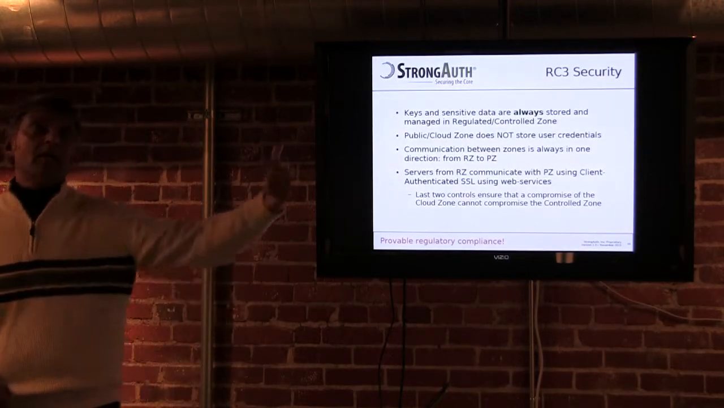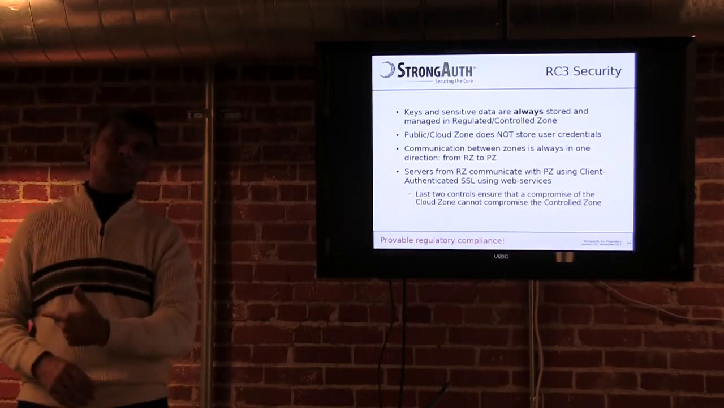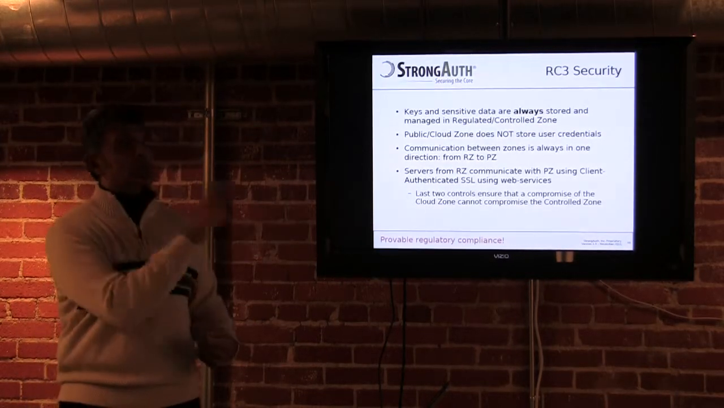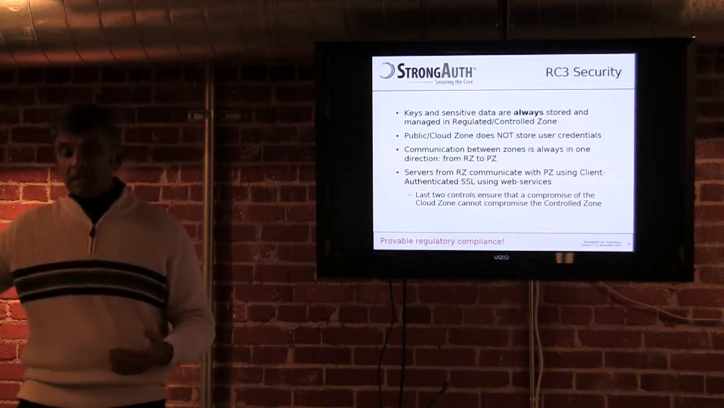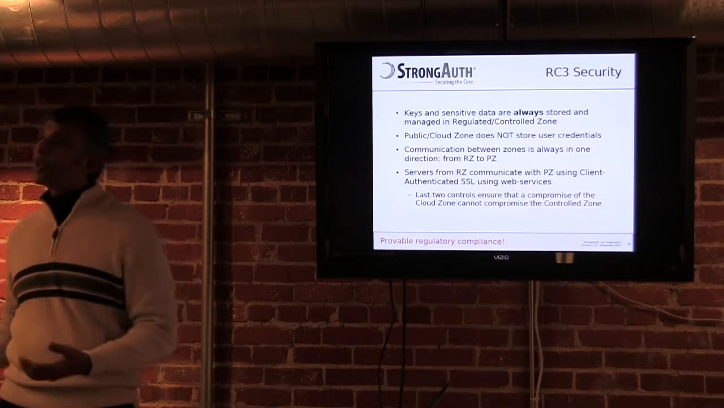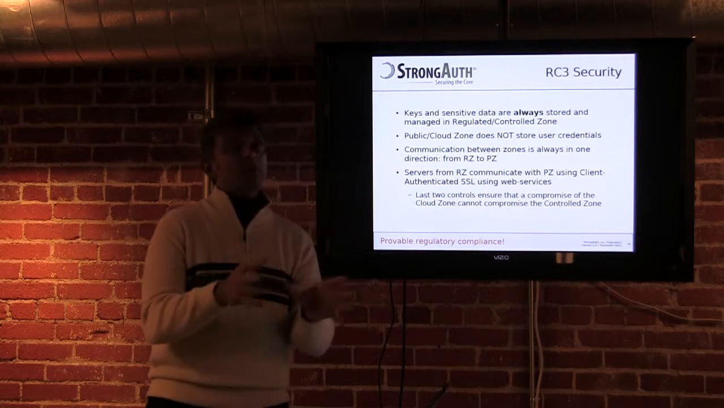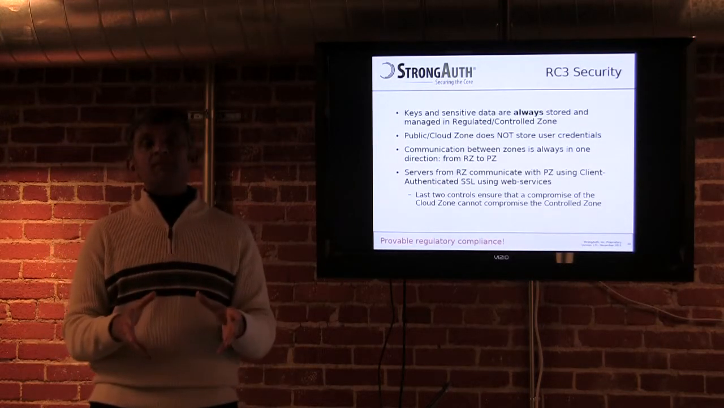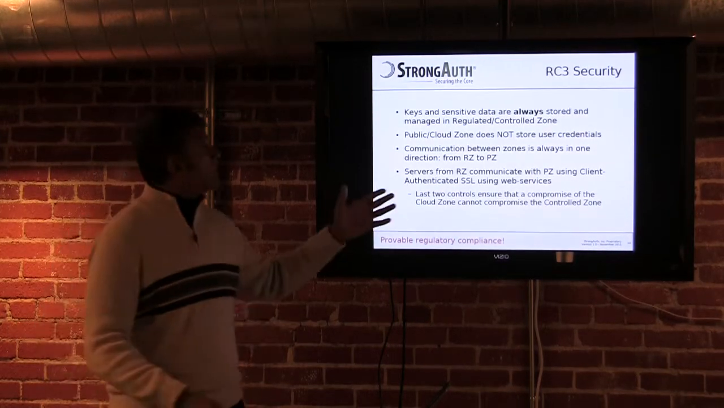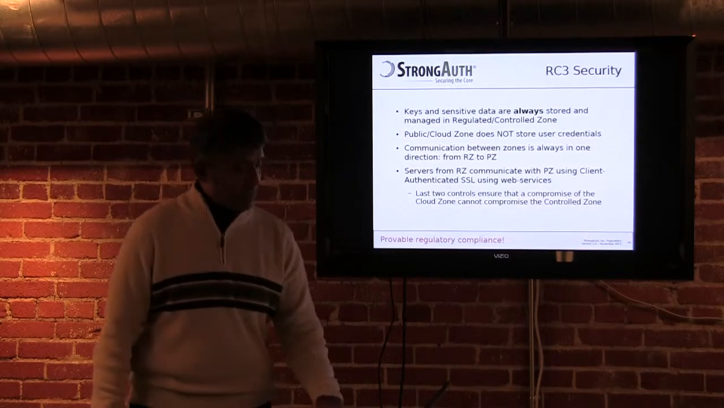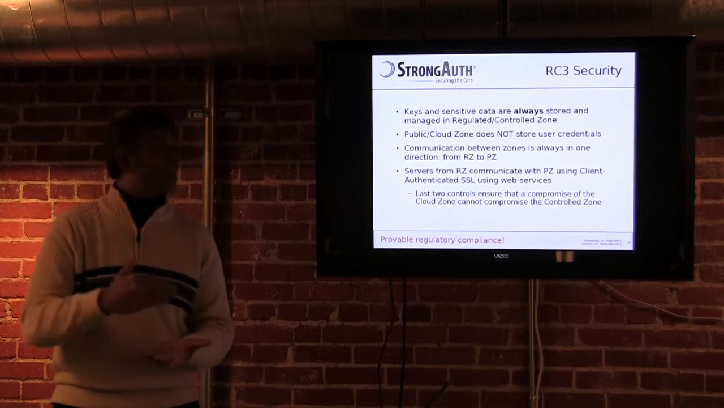You never ever want a port opening up from the cloud into your control zone. You always want it going from the control zone into the cloud. Even if you need data from the cloud, the control zone application has to pull it from the cloud. So this way, if the cloud ever gets compromised, if your application in the cloud is compromised, the attacker has no ability to get back into your control zone.